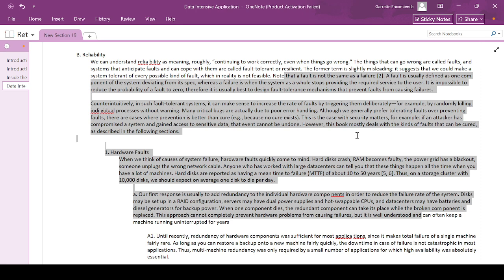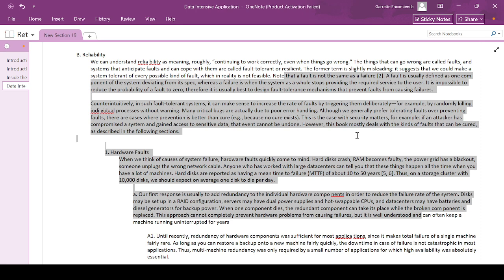For example, if an attacker has compromised a system and gained access to sensitive data, that event cannot be undone. However, this book mostly deals with the kinds of faults that can be cured as described in the following sections.